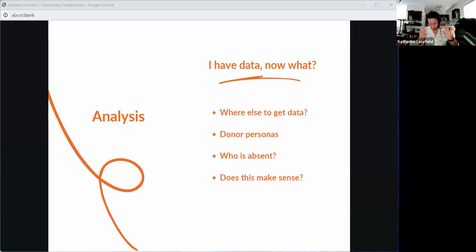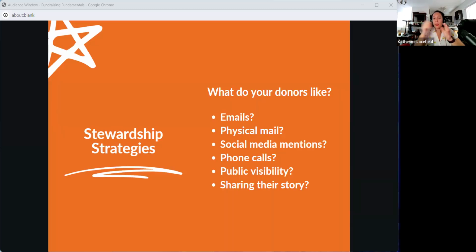By taking the time to analyze your data and take a breath, which I know many nonprofits don't have time to do, you can really establish a stronger strategy to make your nonprofit stronger as well. So these are some different stewardship strategies. You can obviously send out emails.